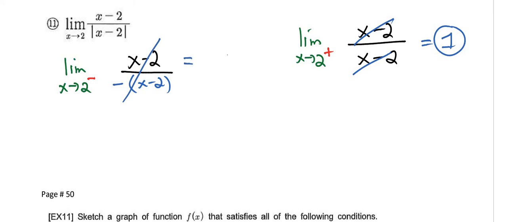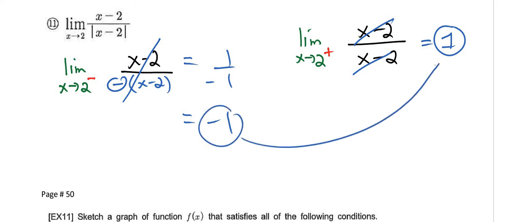You eliminate that. That's 1 over 1 with the minus sign out there, so this is going to be -1 as the final answer. And since the left hand limit and the right hand limit are different, you can conclude that this limit does not exist.